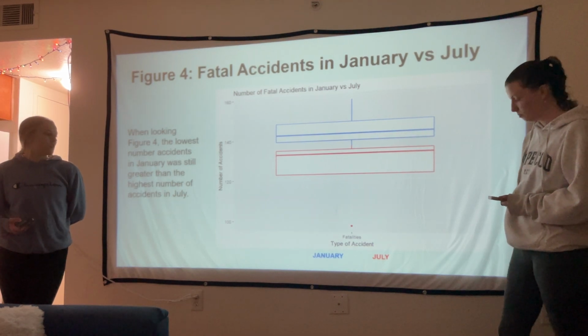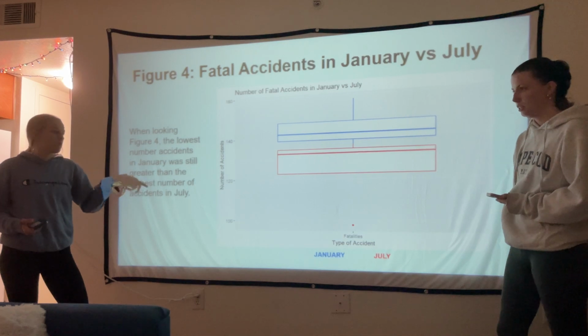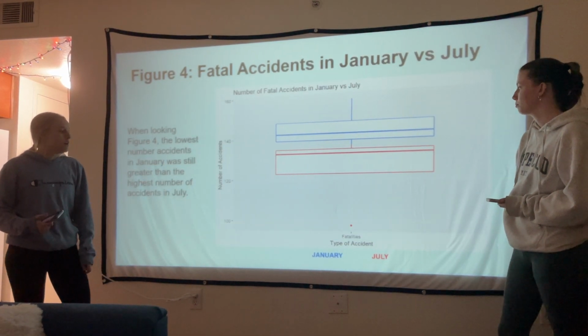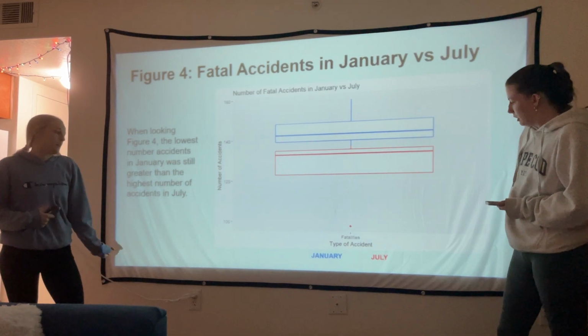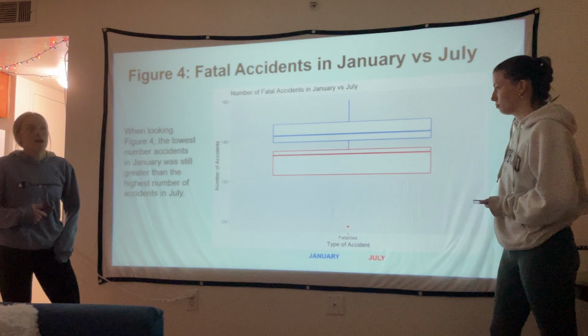So this is the figure for the number of fatalities, and compared to the one with all three types of accidents, you can actually clearly see the amount of accidents occurring in January and July, and that January is still much higher for an amount.